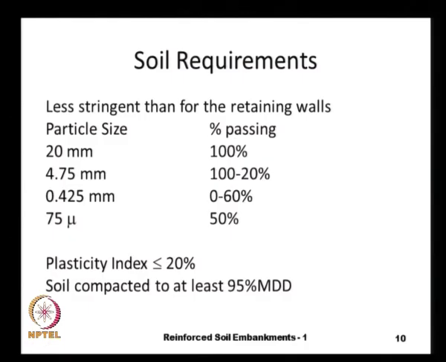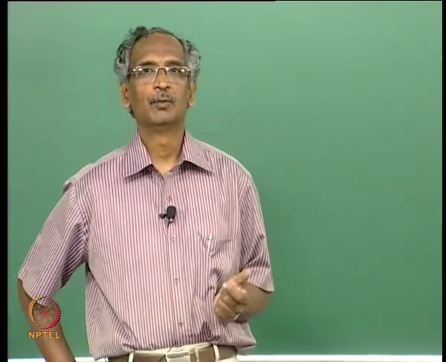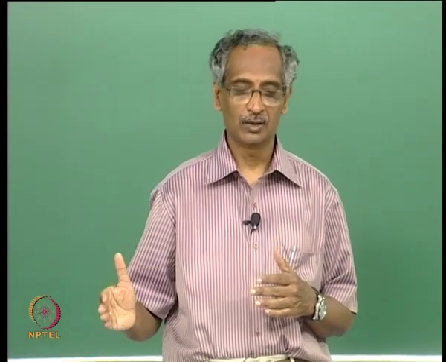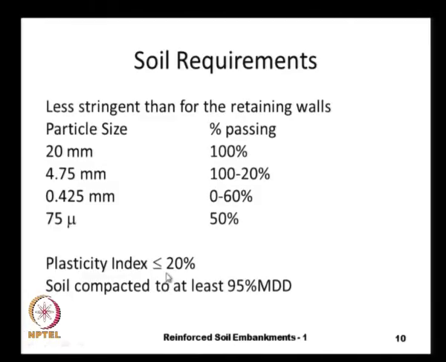In the previous case for the retaining walls, we have seen that this percentage is not more than about 10 to 15%, and then the plasticity index should be less than 20%. It is a bit more tolerant, whereas in the previous case the plasticity index was limited to 6%, and the soil should be compacted to at least 95% of the maximum Proctor density.